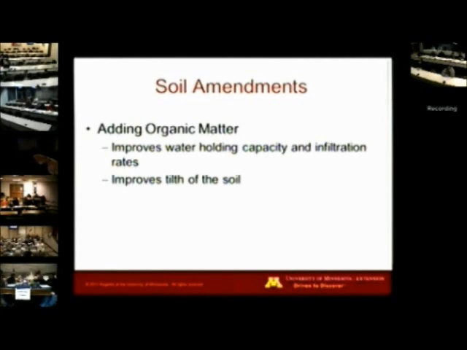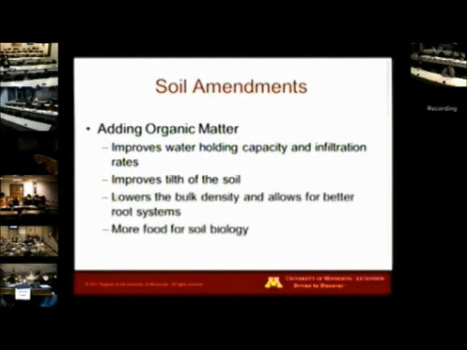Probably one of the best ways to improve soil would be adding organic matter. And again, this will improve water holding capacity, especially on sandy soils. And adding organic matter, especially to clay soils, is going to improve the water infiltration rate because it will help to form aggregates. It'll also help lower bulk density and allow for better root systems. And you can also think about it as more food for soil biology.